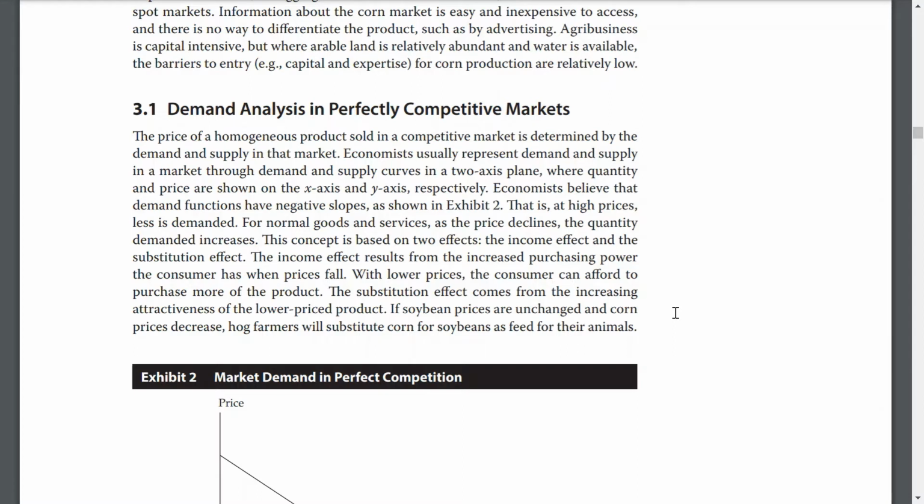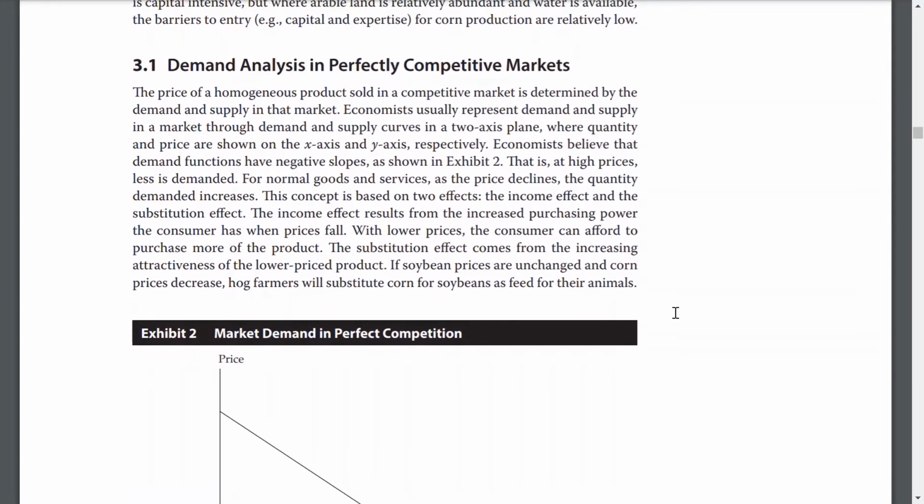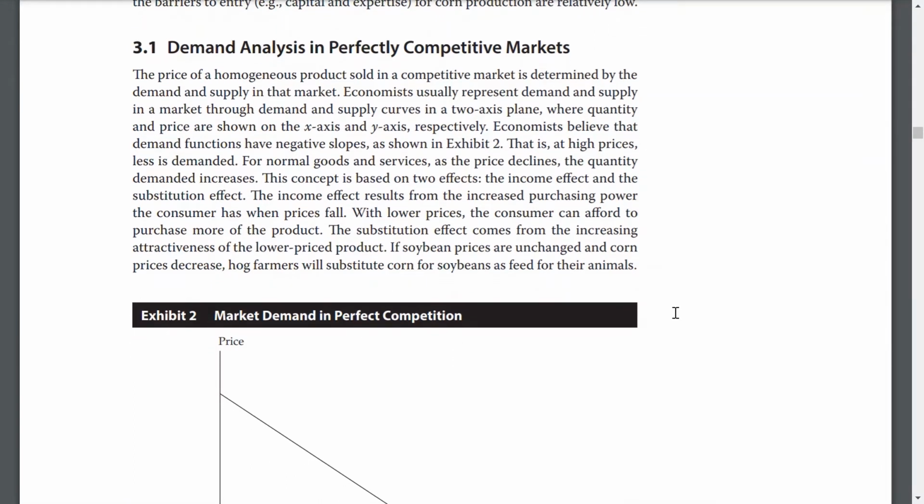That is, at high prices, less is demanded for normal goods and services. As the price declines, the quantity demanded increases. So it has an inverse relationship between the price and quantity demanded.